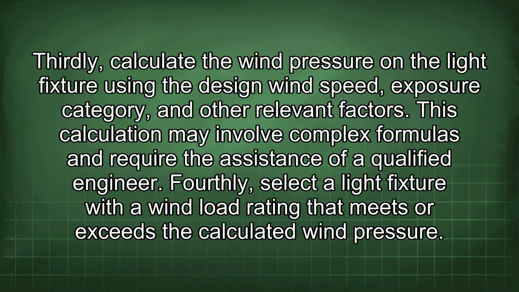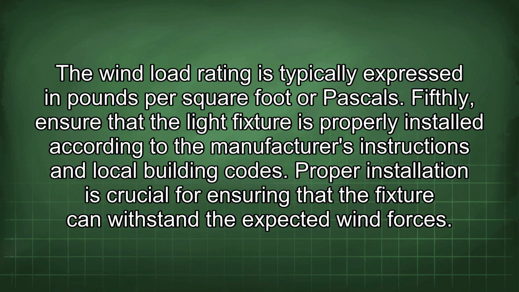Thirdly, calculate the wind pressure on the light fixture using the design wind speed, exposure category, and other relevant factors. This calculation may involve complex formulas and require the assistance of a qualified engineer. Fourthly, select a light fixture with a wind load rating that meets or exceeds the calculated wind pressure. The wind load rating is typically expressed in pounds per square foot or pascals. Fifthly, ensure that the light fixture is properly installed according to the manufacturer's instructions and local building codes. Proper installation is crucial for ensuring that the fixture can withstand the expected wind forces.